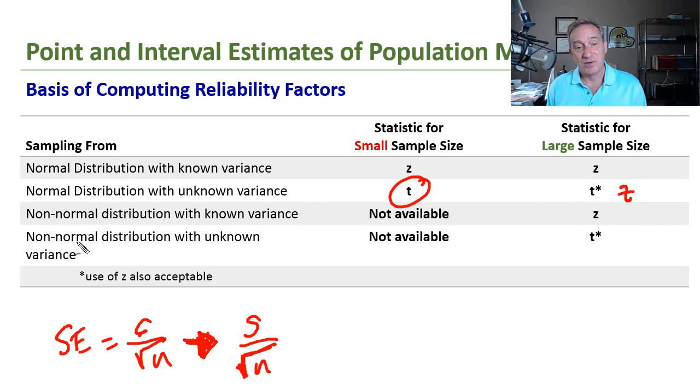Okay. Then we get to non-normal distributions, right? Notice here, I think these are significant. Non-normal distribution, and if you think about it, in most realistic cases, we don't know what the distribution is. If we have a small sample, we actually don't have any reliability factor. We don't have a basis here for a statistical confidence interval, right? Nothing's really available to us. Hence the importance of large samples.